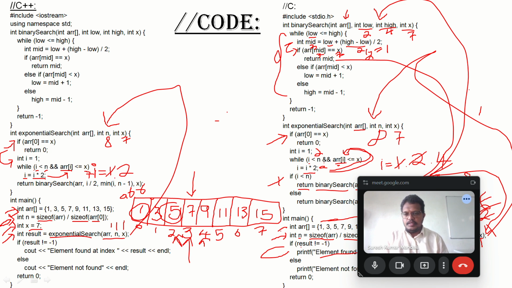So here 5 is less than or equal to 7. Again it will come. What is the I value? 2. 2 into 2, 4. I will be reinitialized with 4.